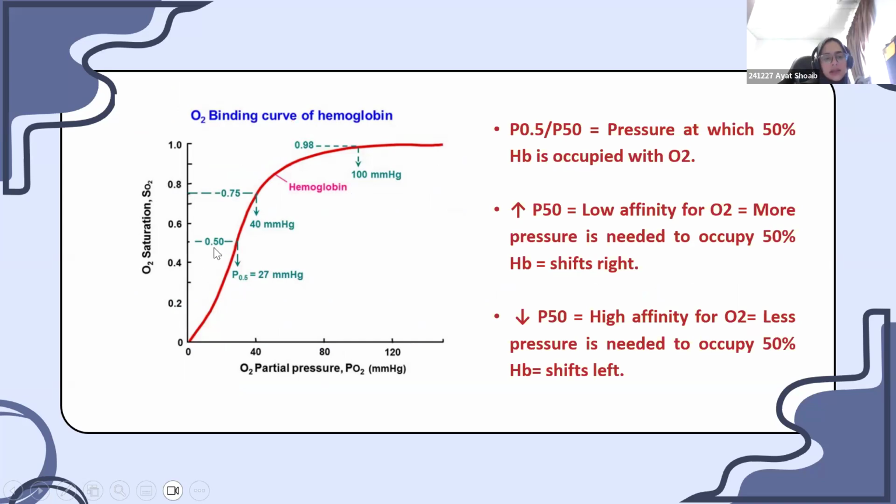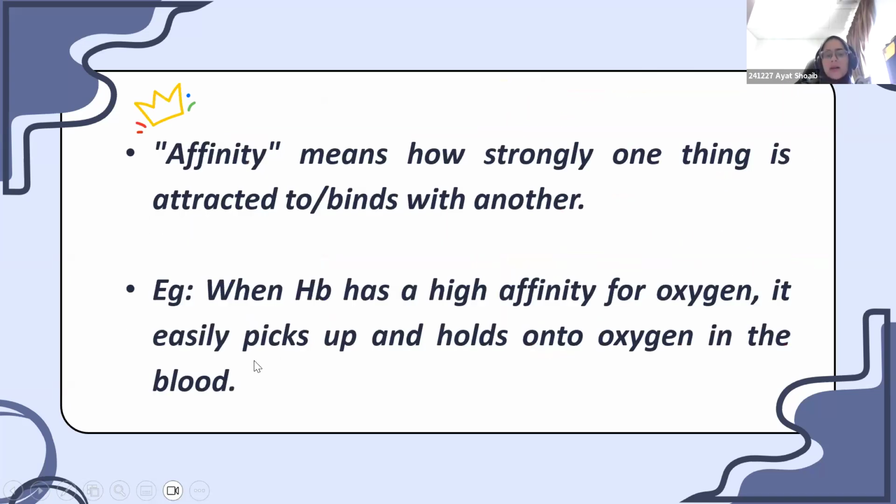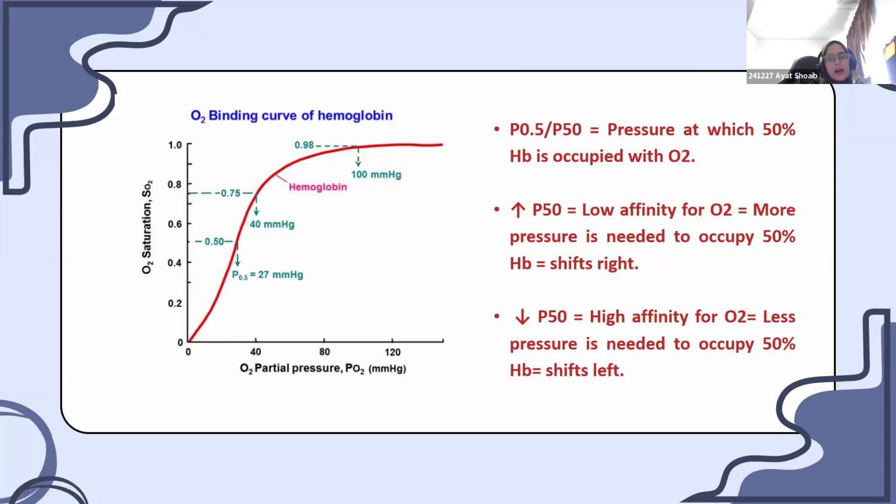Okay, so first in this curve, you can see that there is saturation mentioned. In our previous curve, we talked about concentration against partial pressure. Here we have saturation. Saturation is basically like you have a hemoglobin molecule and it has four binding sites, one here, one here, one here, and one here. If all of them are occupied, we say that this molecule is 100% saturated. If I only occupy two, I'm going to say that it's 50% saturated.